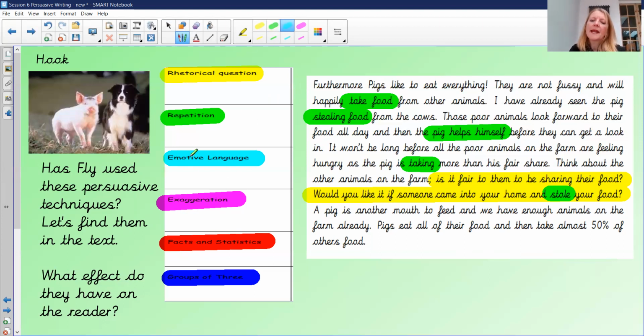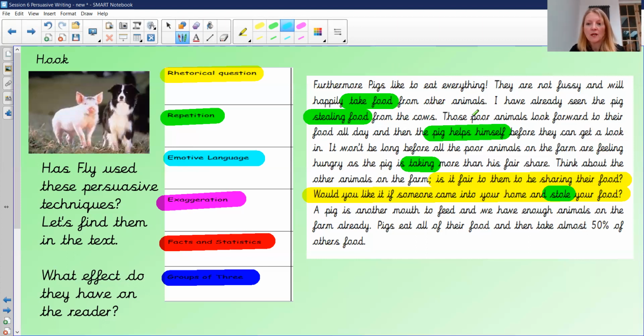Okay, what about emotive language? Have we got anything in there that's trying to make us feel sad or angry or worried or upset? Really trying to make us feel. Not fussy. Oh, look what it says about the cows. Those poor animals. That's trying to make us feel sorry for the cows.